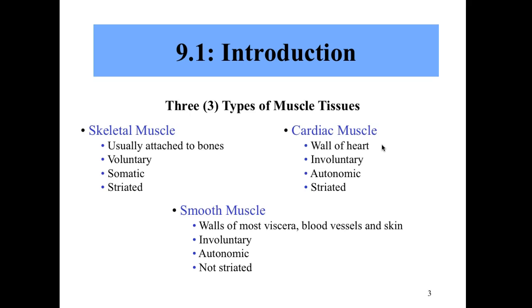So 9.1, introduction to the muscular system. You have learned these in histology. There are three types of muscle tissue: skeletal, cardiac, and smooth. The muscular system itself, all body movements do require muscle.